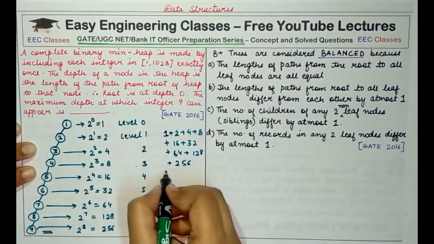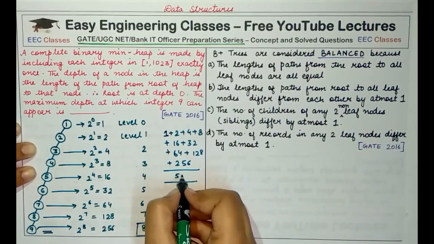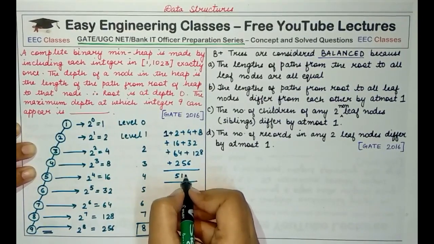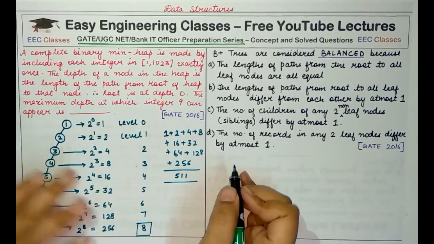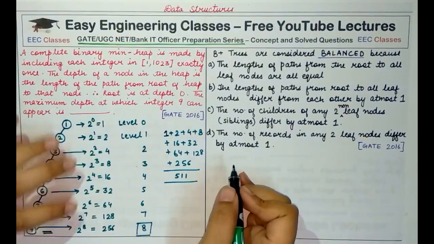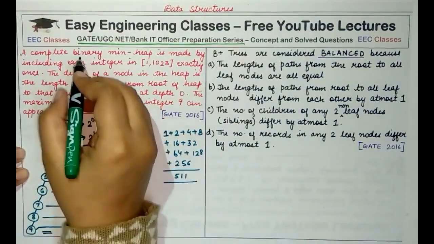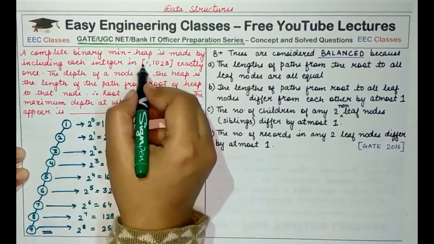If you sum this up, you will get a total of 511 or 512 nodes. This is a subset of the numbers that you are provided, so you have to make a complete binary min heap using this range only.